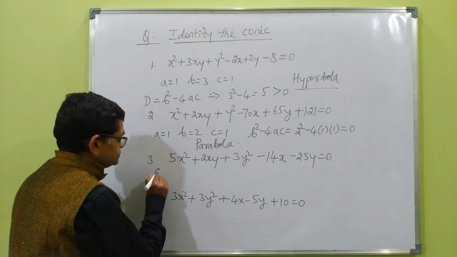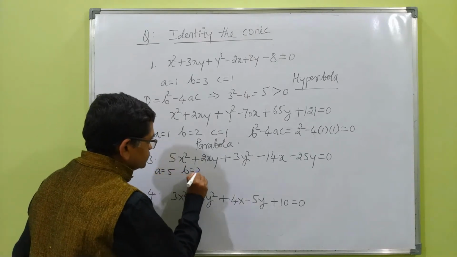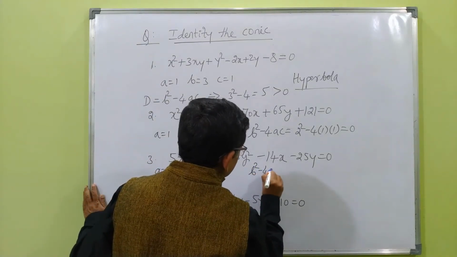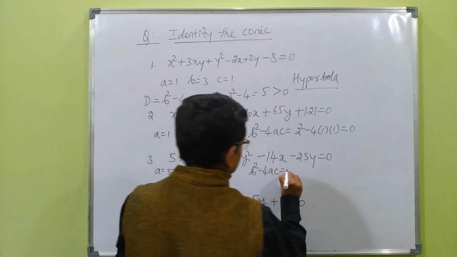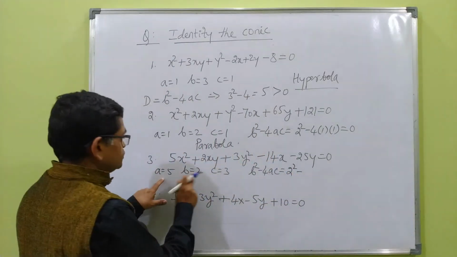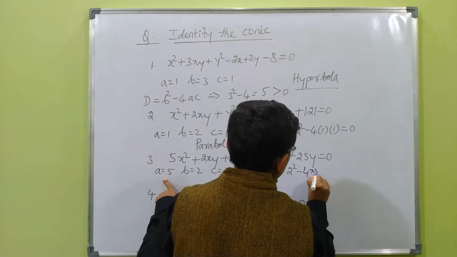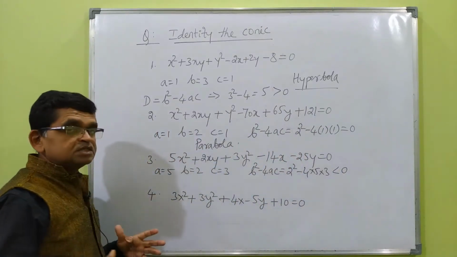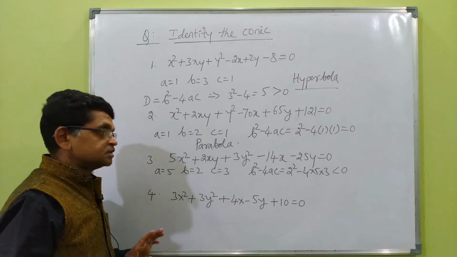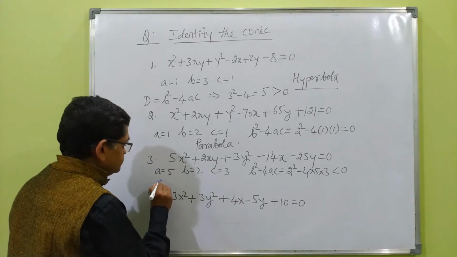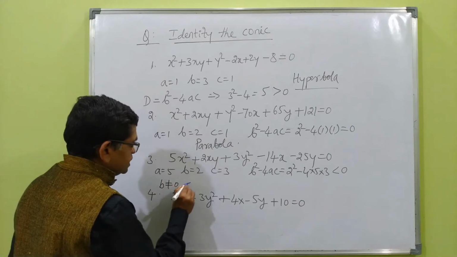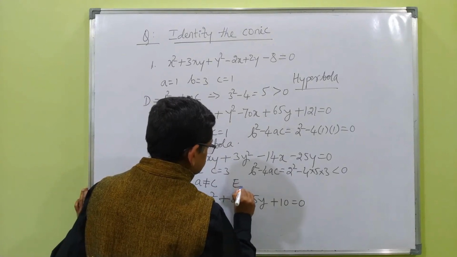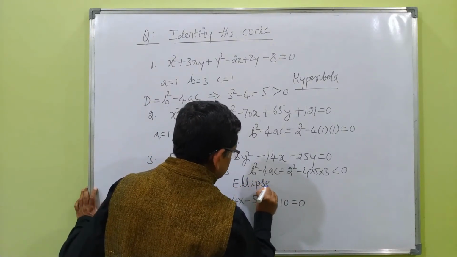A is 5, B is 2, C is 3. B squared minus 4AC is equal to 2 squared minus 4 into 5 into 3, that is negative. Negative means there may be two possibilities. Either it may be an ellipse or a circle. But here B is not equal to 0 and A is not equal to C. So the curve is an ellipse.